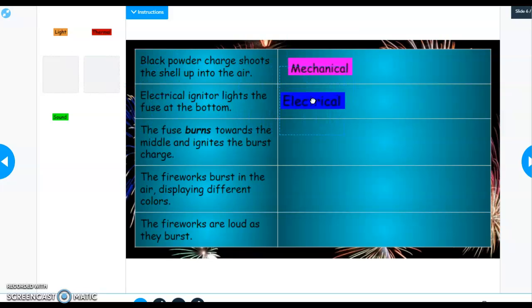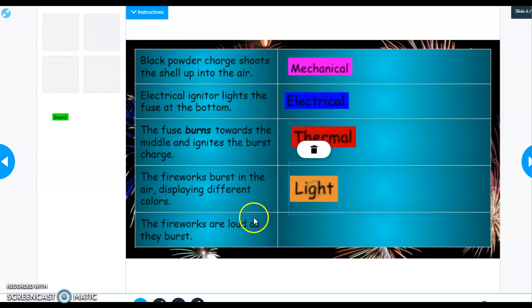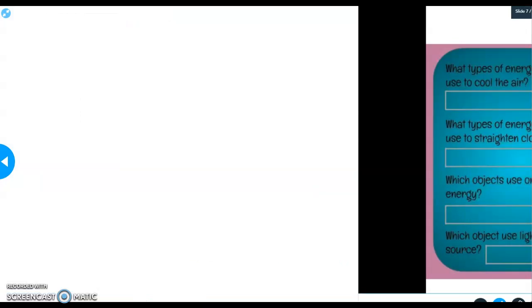And I tried to give them some keyword like hints because it's a little bit difficult for them. The fuse burns towards the middle would be thermal. Fireworks burst in the air displaying the different colors. So the fact that we can see those different colors would be the light. And then the fireworks are loud. So that would be your sound. So those are the answers to that one.